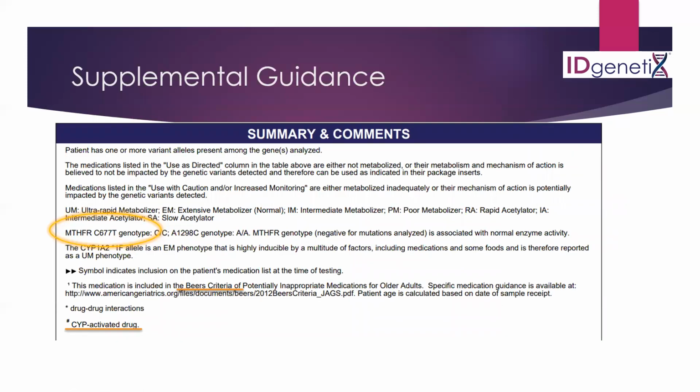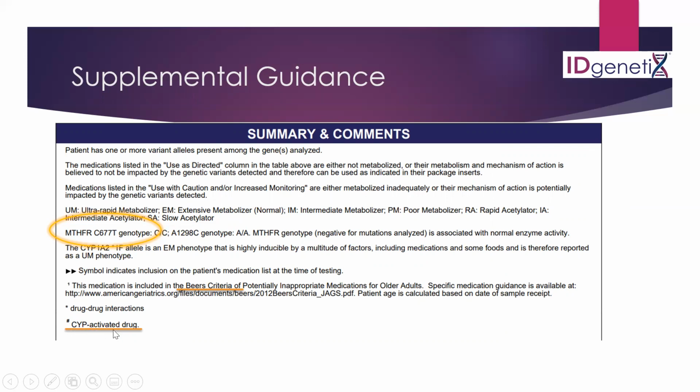Again, here on the summary comments section for the MTHFR specifically, it shows you detail as to if the patient has a combination genetic variant, what that will look like based on their enzyme activity. If it's normal or low, it will give you detail like here. Again, we have the Beers criteria information with the link to the website. And also we have the hashtag sign or the number sign on some of the medications.